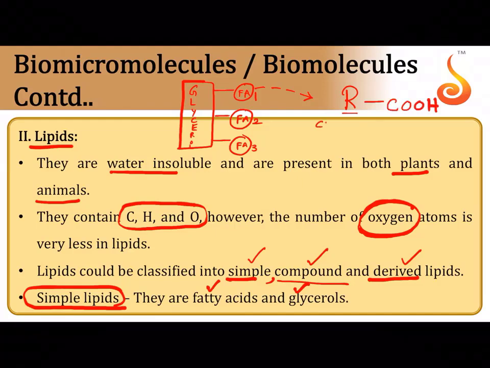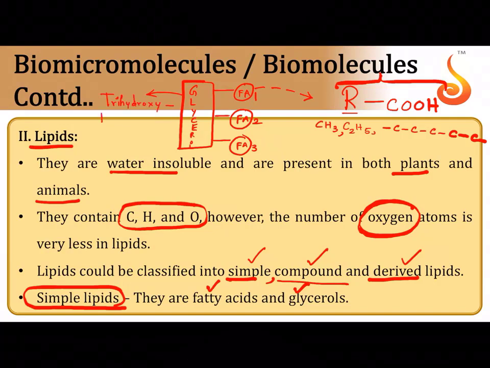And this R may be as simple as a methyl group, or it may be an ethyl group, or it may be a very long hydrocarbon chain, a very long chain of carbon atoms. So a fatty acid is basically consisting of, this is the empirical formula of fatty acid, RCOOH. And a glycerol is nothing but a 3-carbon compound. It is also called a trihydroxypropane. So the chemical name of glycerol is trihydroxypropane.